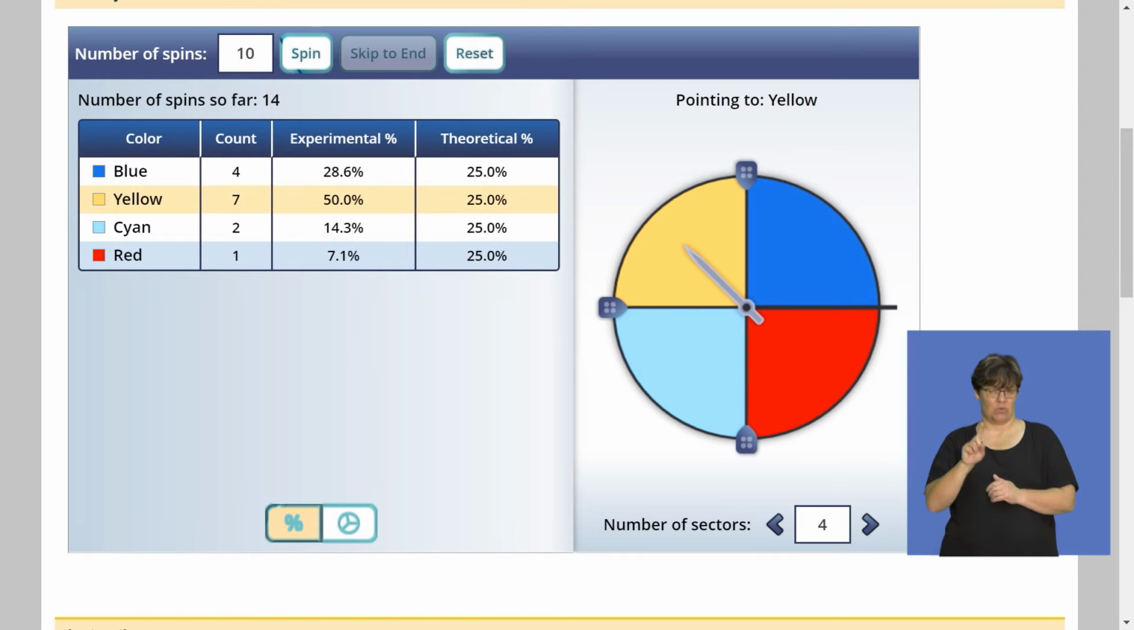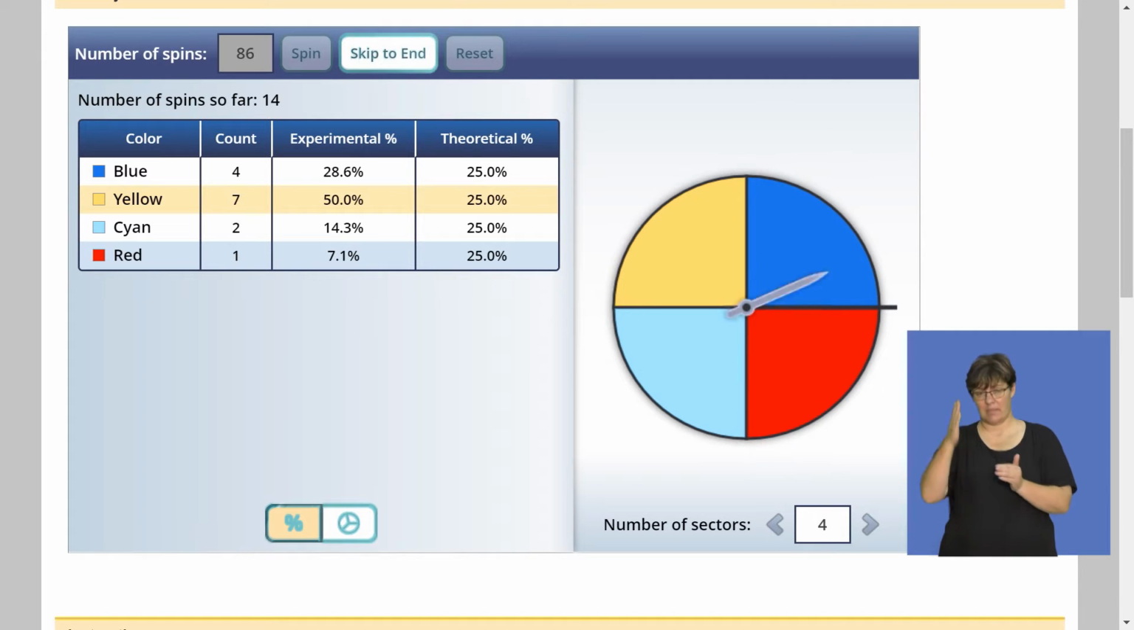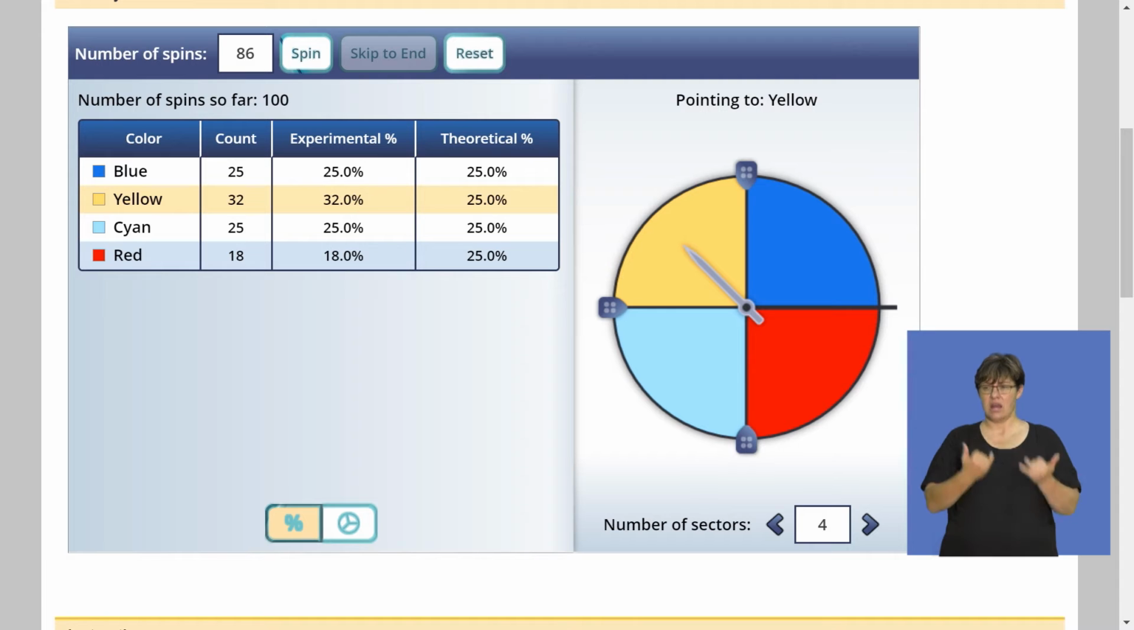But you know what, guys? Let's change this number. We're at 14. I want to get it to 100. So I'm going to make it 86 spins. And let's see, in 100 spins, what will happen. So I'm going to let it spin, and I'm going to say, let it skip to the end. And now it's done 100 spins.